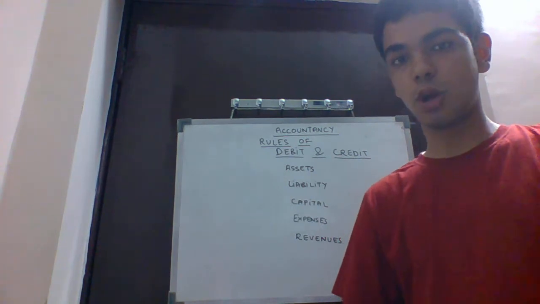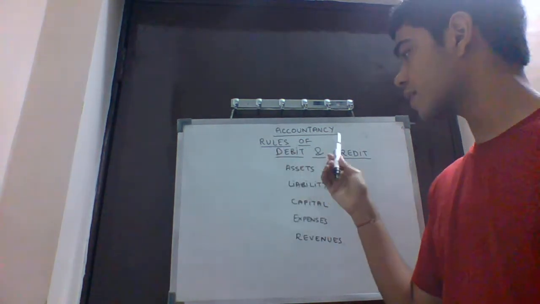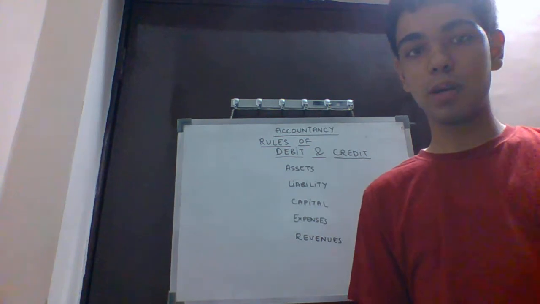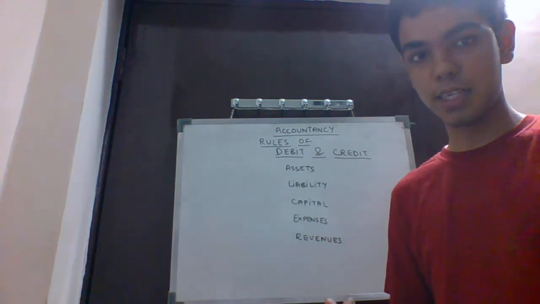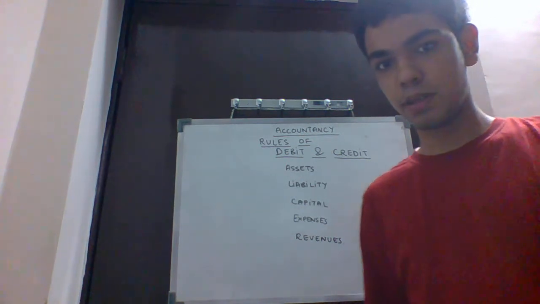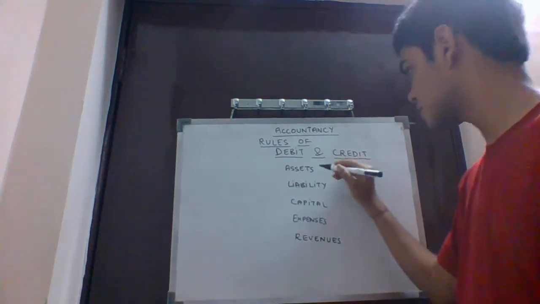Today we'll discuss the topic, rules of debit and credit. But before we go thoroughly into the topic, let's understand the key terms to be used in this chapter. Starting with the term assets.